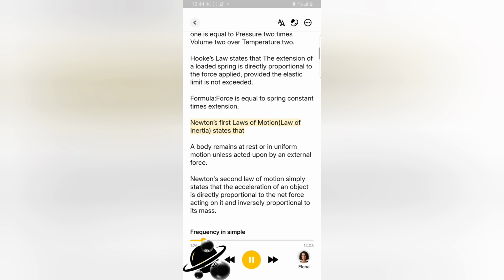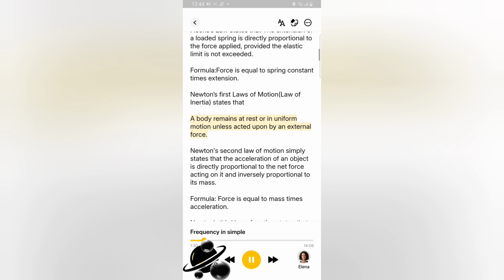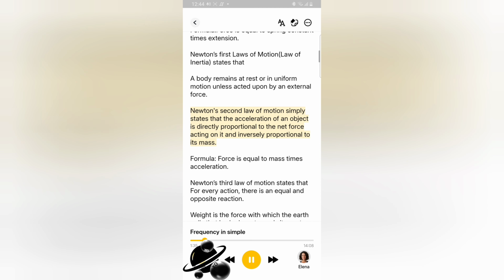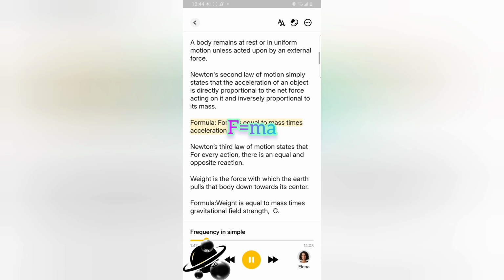Newton's first law of motion, law of inertia, states that a body remains at rest or in uniform motion unless acted upon by an external force. Newton's second law of motion states that the acceleration of an object is directly proportional to the net force acting on it and inversely proportional to its mass. Formula: force is equal to mass times acceleration.